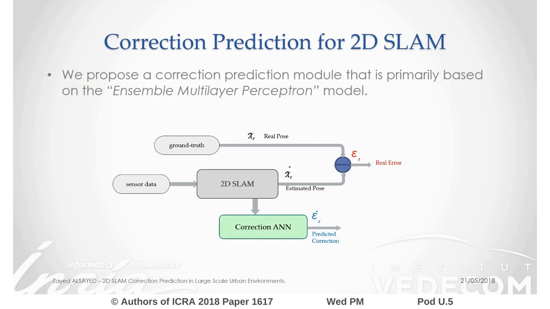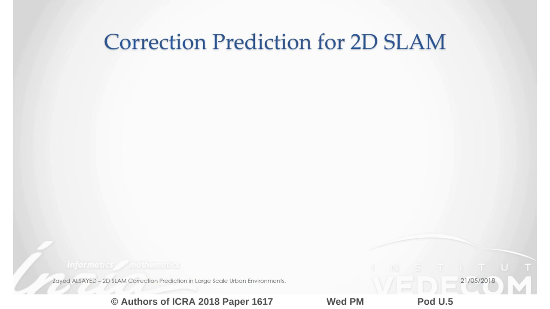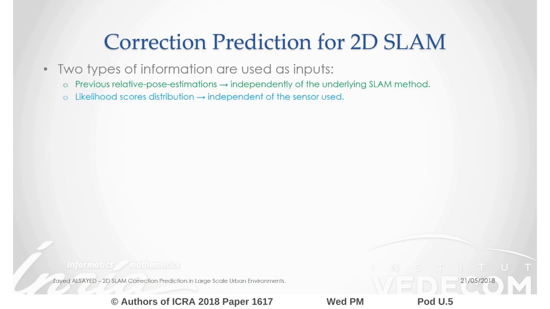Our method is based on the Ensemble Multilayer Perceptron, which is a supervised machine learning model. The predicted correction can be applied a posteriori to the estimated pose. Two types of relevant information are used as input, making our approach independent of the sensor used. These inputs are the previous relative pose estimations and the likelihood scores distribution.